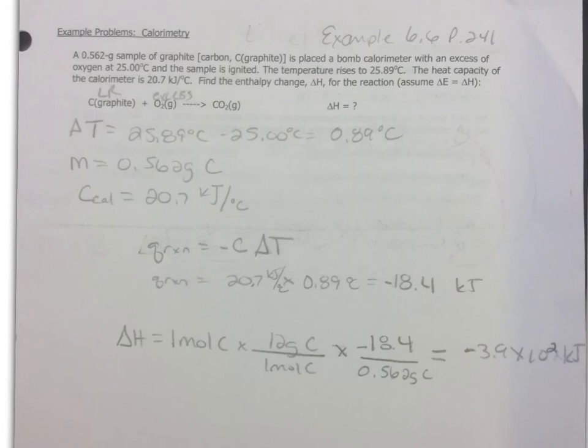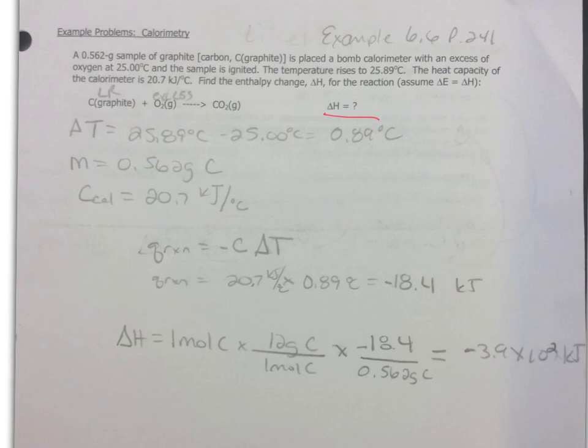So in this case, our balanced equation is just basically taking the graphite, adding the oxygen, and creating carbon dioxide. It tells us we have an excess amount of oxygen, so our limiting reactant is carbon. And again, we're trying to find the delta H. In order to find the change in temperature, we take the final temperature minus the initial, and we get a very small change in temperature, 0.89 degrees C.